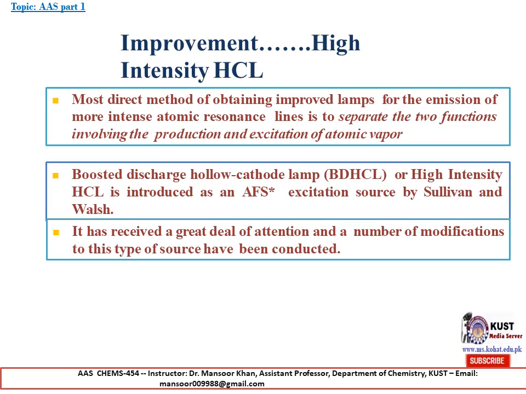The boosted discharge hollow cathode lamp, or high intensity lamp, was introduced as an AFS excitation source by Sullivan and Walsh. So it was first introduced by Sullivan and Walsh. It has received a great deal of attention and a number of modifications to this type of source have been made. If we produce a high intensity hollow cathode lamp, it has certain drawbacks, but more modifications were made, and now it is one of the most favorable choices of the scientists who use hollow cathode lamps nowadays in atomic absorption spectroscopy.